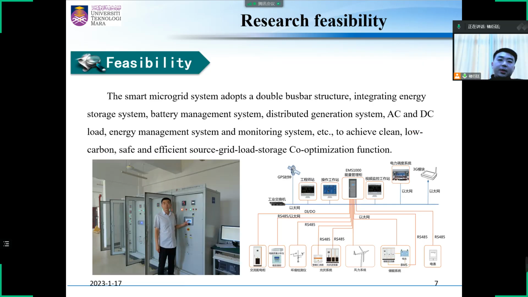Also, the research feasibility. In 2022, I built a lab called the Microgrid System Lab. The smart microgrid system adopts a double busbar structure, integrating energy storage system, battery management system, distribution generation system, AC and DC load, energy management system, and monitoring system.